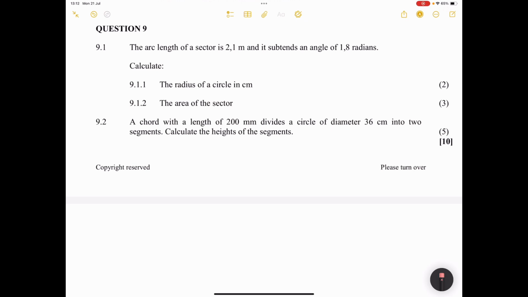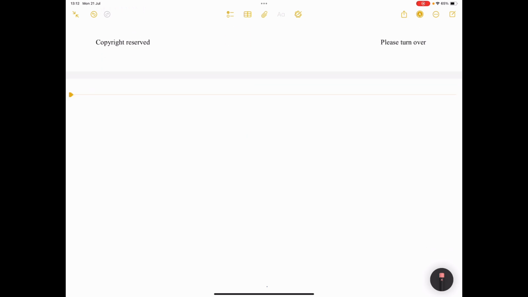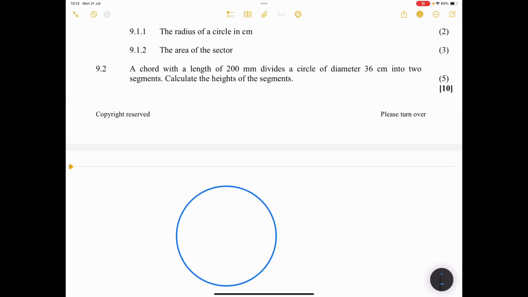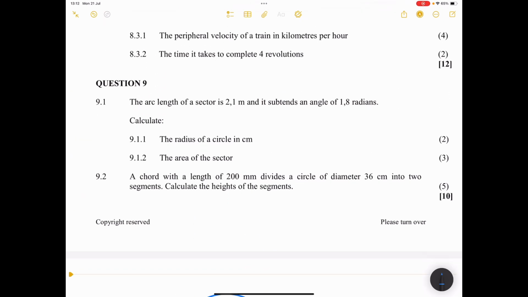They say the arc length of a sector is 2.1 meters and it subtends an angle of 1.8 radians. Calculate the radius of the circle in centimeters. Now, please remember, ladies and gents, it's always important to get a visual image of what we are talking about. So here we are given the arc length of a circle, right?